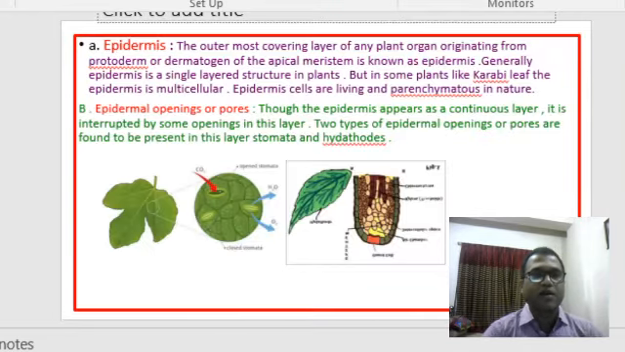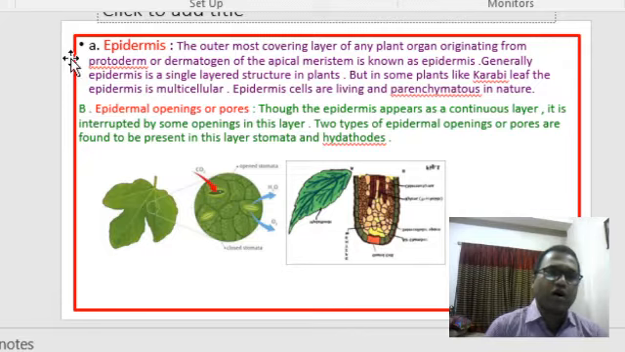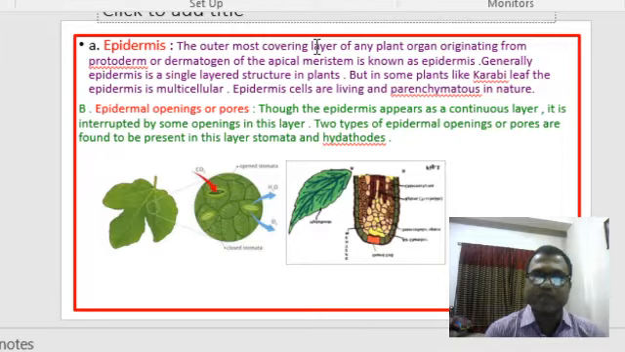Next, what is epidermis? The outermost covering layer of root and stem of any plant organ, originating from protoderm or dermatogen in the apical meristem, is known as epidermis. Generally, epidermis is a single-layer structure in plants. But in some plants like Corobile, the epidermis is multilayered, and epidermal cells are living and parenchymatous in nature.